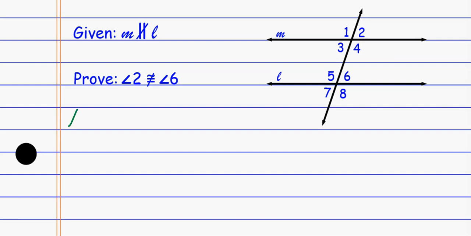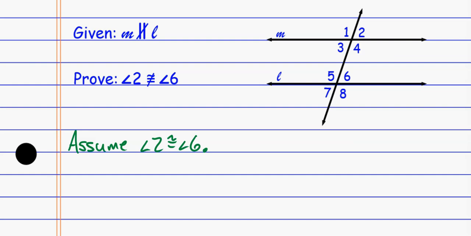So for this one, I'm going to assume the opposite of what it's telling me to prove. It wants me to show that angle 2 is not congruent to angle 6, so I'm going to assume that angle 2 is congruent to angle 6. That's my assumption, so that's step 1. Now let's see what I can show.